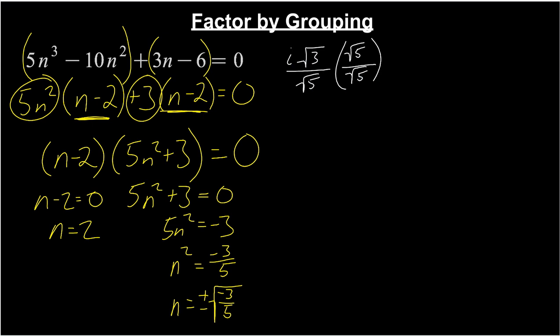All right, so root 5 times root 5, that's going to be 5. Root 3 times root 5 is root 15. Nothing we can simplify there. So I've got i root 15 divided by 5. So that means that our solution set is going to be n is equal to 2 or plus or minus i root 15 divided by 5.